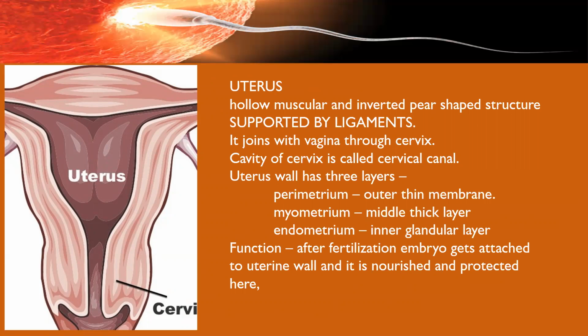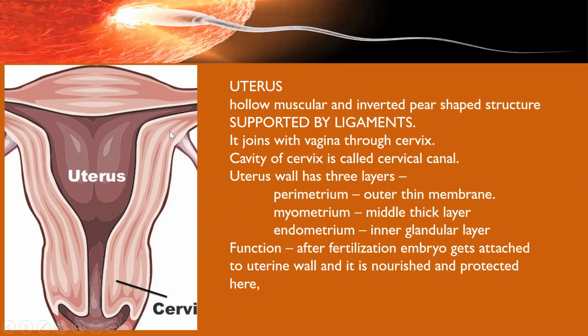Now the next part is the uterus. The uterus is a hollow, muscular structure, and you can see the shape is like an inverted pear. This uterus is supported by ligaments. And this opening of the uterus is known as the cervix. And the cavity here is known as the cervical canal.